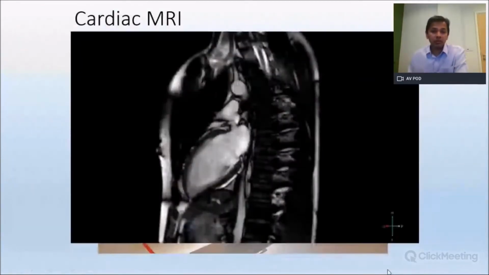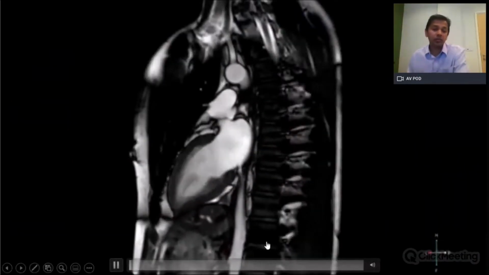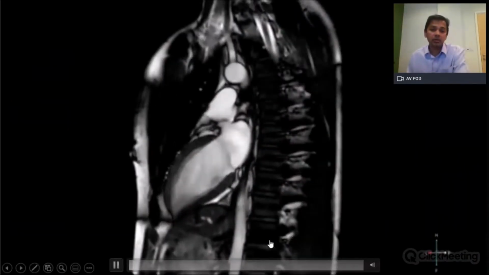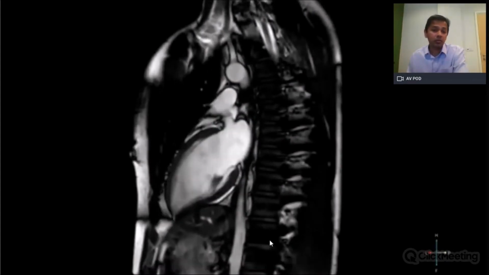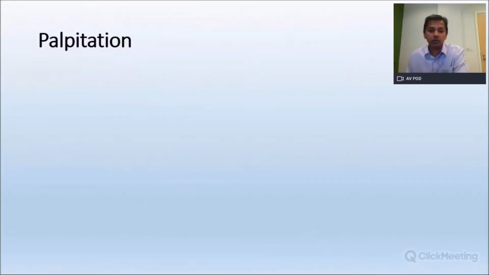Cardiac MRI is a good tool. The indication is for those who have heart failure. You do a cardiac MRI to investigate why this patient has a poor LV function.